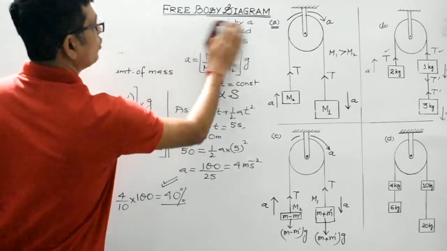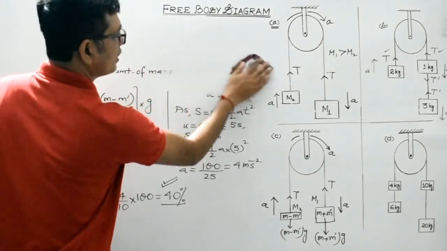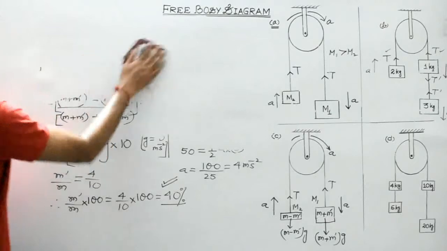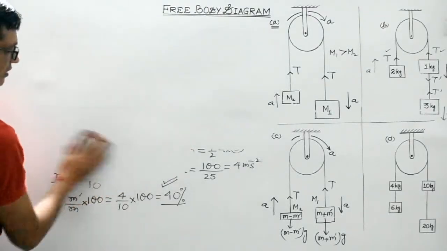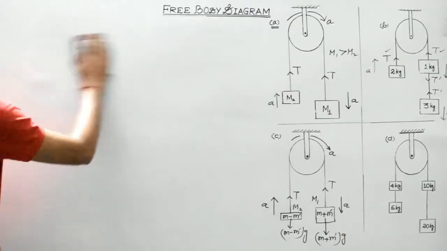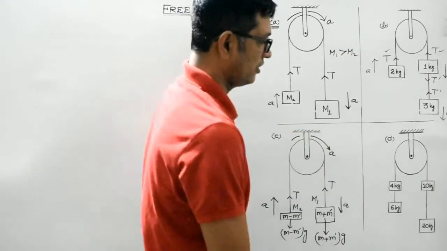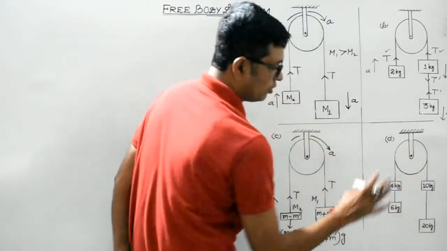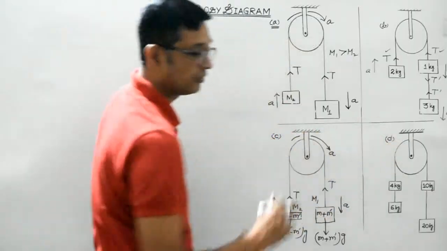We'll try to attempt the last question also by using the formulas which we have derived in question number 1, question A. Okay, let's try to solve it. We are supposed to find out the acceleration. Now, 20 plus 10 will give us 30, and 6 plus 4 will give us 10.